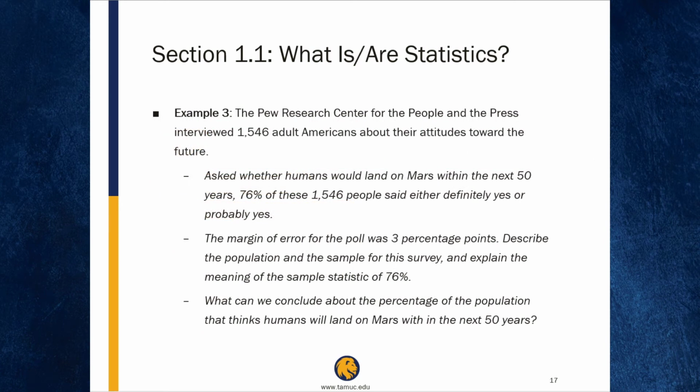Here's another example. It says the Pew Research Center for People in the Press interviewed 1,546 adult Americans about their attitudes towards the future. Asked whether humans would land on Mars within the next 50 years, 76% of the 1,546 people said either definitely yes or probably yes. And they found that the margin of error for the poll was 3 percentage points. So what we're going to do is describe the population and the sample for the survey and explain the meaning of the sample statistic.